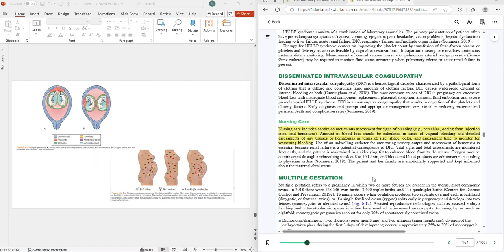All right, now we're going to start talking about multiple gestations. So this is on page 164 still. Multiple gestations, or multiples, you may hear it called, refers to 2 or more fetuses in the uterus, okay? And there have been cases where there's 2 uteruses. Very, very rare, but it does happen. And you can see the statistics here from the CDC.